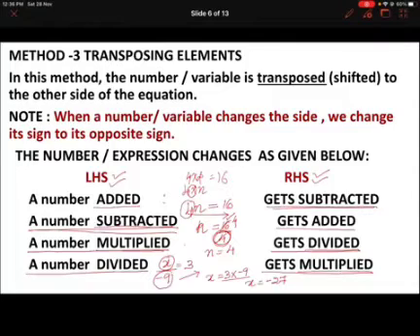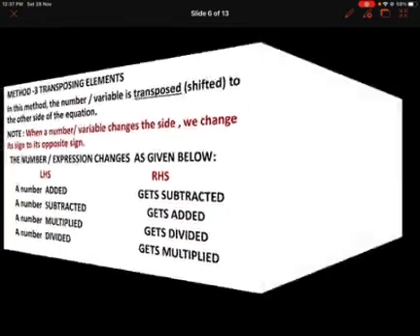Please remember, it was divided here. It got multiplied when it shifted its side. Please bear that in mind, children. Now you can check minus 27. Minus 27 divided by minus 9 is plus 3. I hope this is clear to all of you. Okay, next.